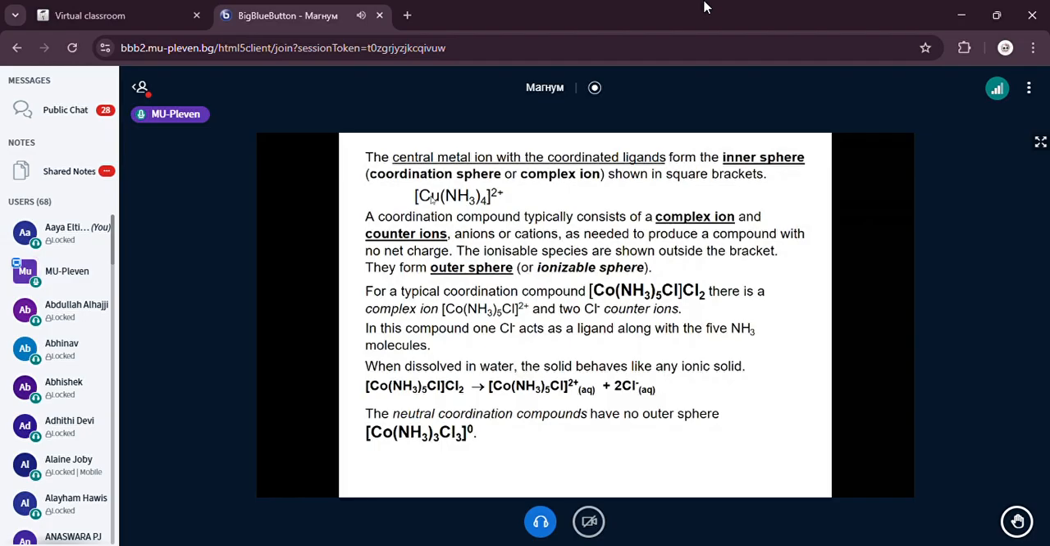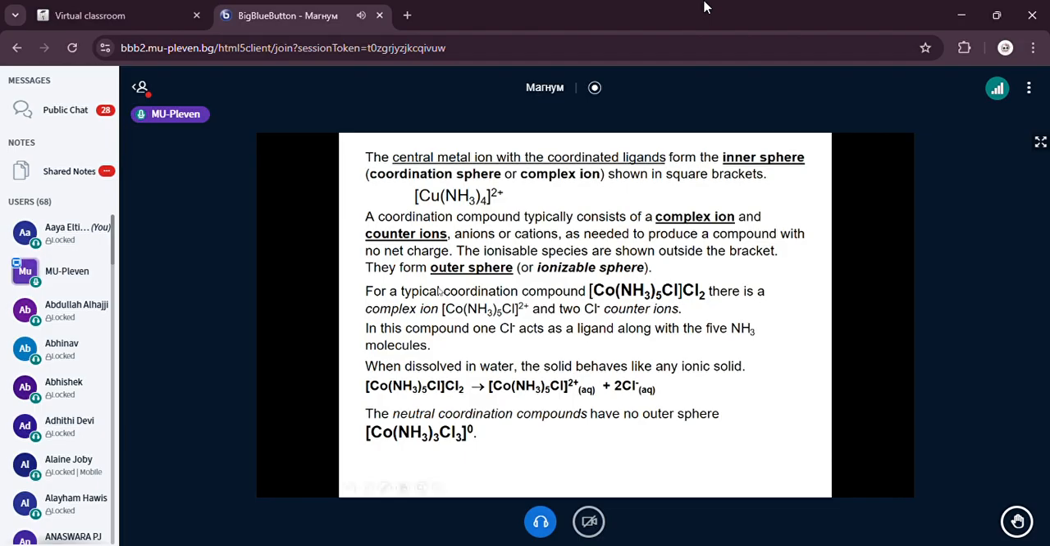Counter ions, another term. Usually, coordination compounds are neutral compounds. They contain complex ion and counter ions. Counter ions are ions outside inner sphere. So, if we take this compound, cobalt central metal ion forms complex ion with 5 ammonia molecules and 1 chloride ion.